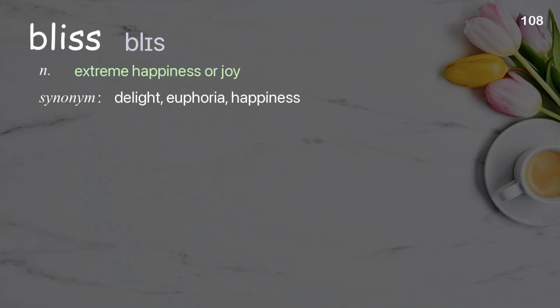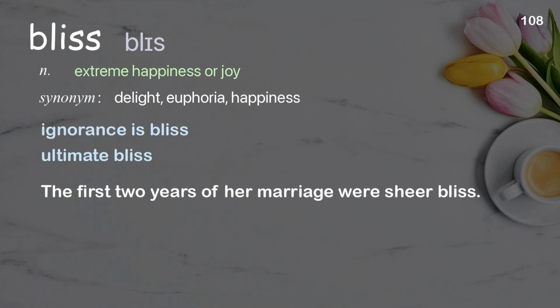Bliss. Extreme happiness or joy. Examples: Ignorance is bliss. Ultimate bliss. The first 2 years of her marriage were sheer bliss.